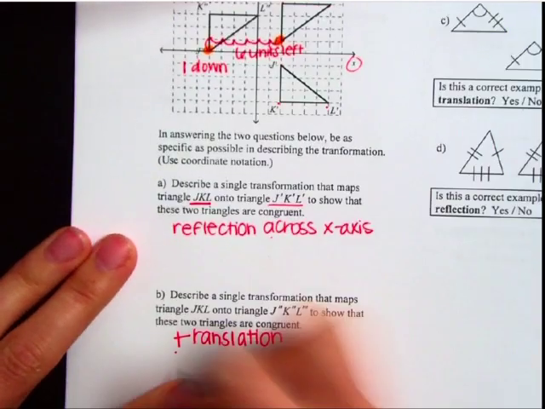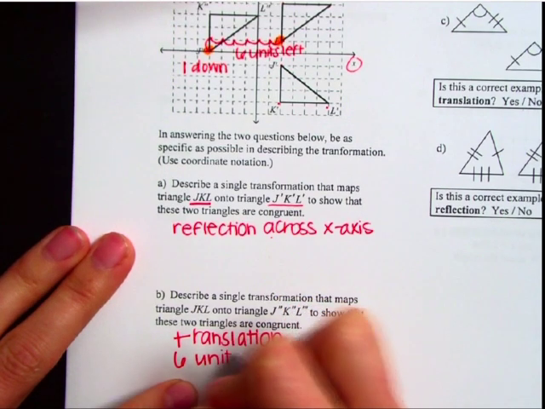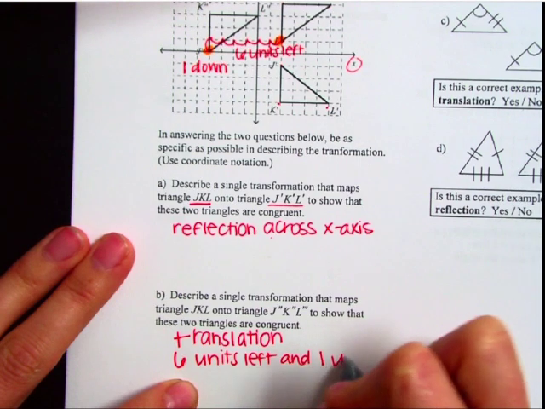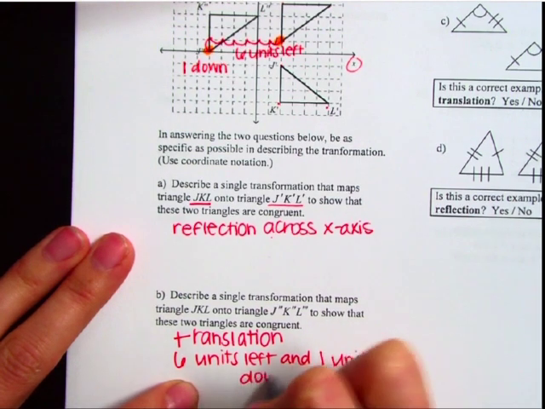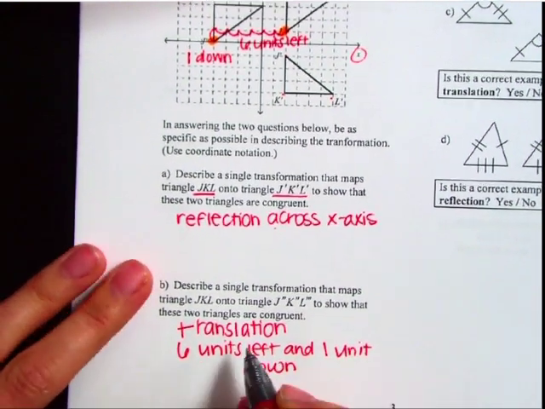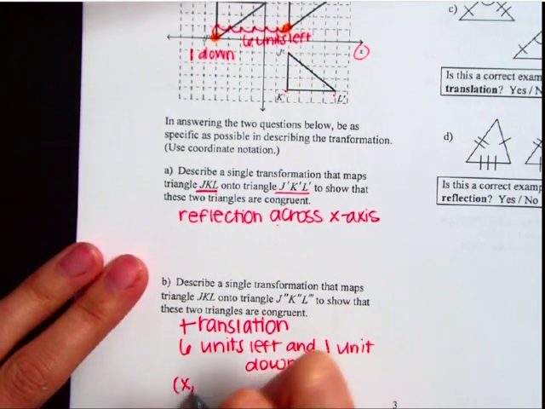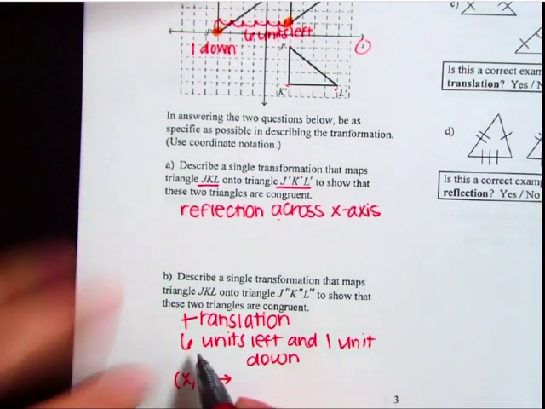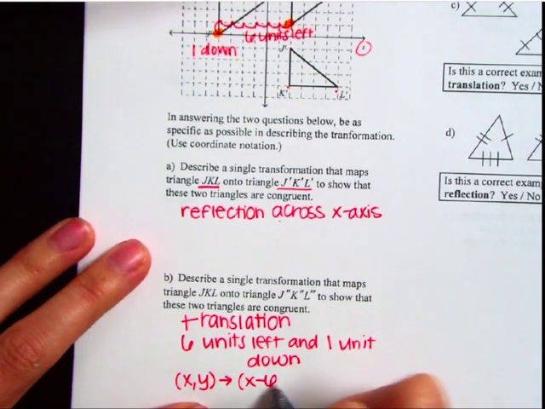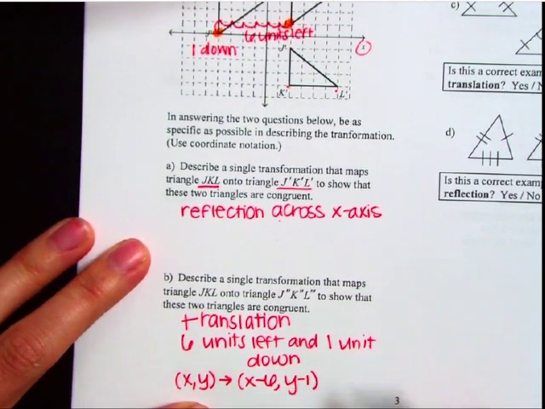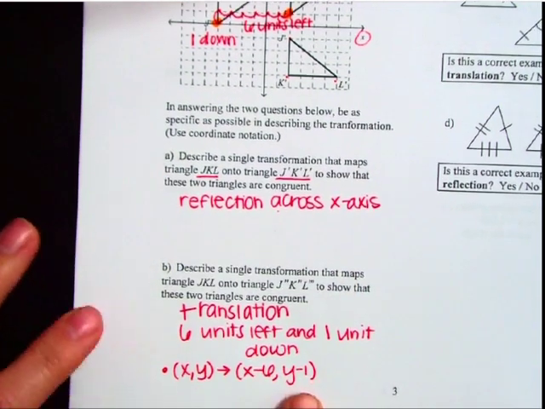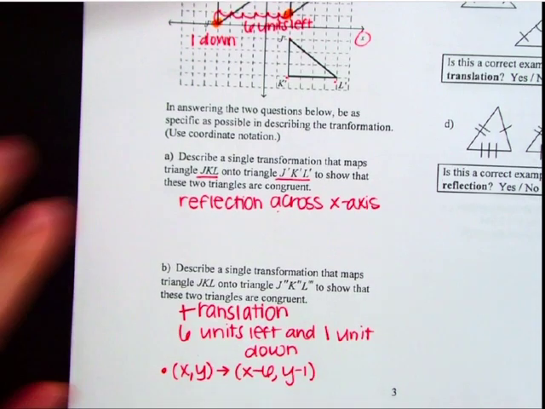This is a translation, 6 units left and 1 unit down. Just as a heads up, in Unit 2 we used a lot of this coordinate notation. If you'd like to use that to describe it, you can. We would say x minus 6 and y minus 1.